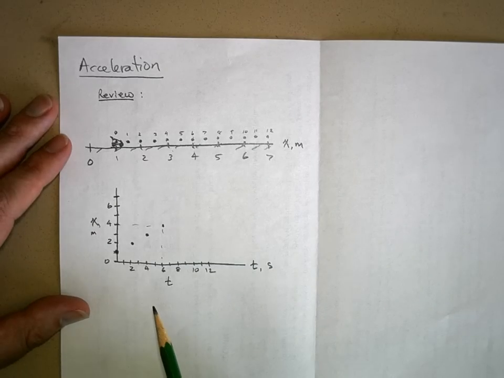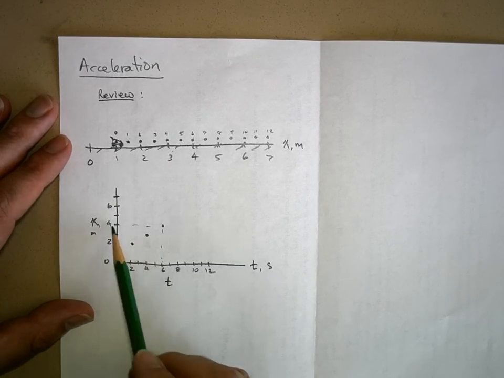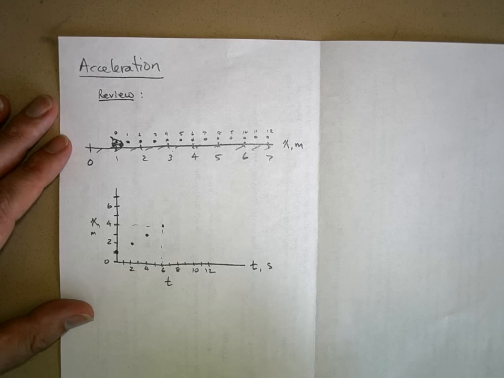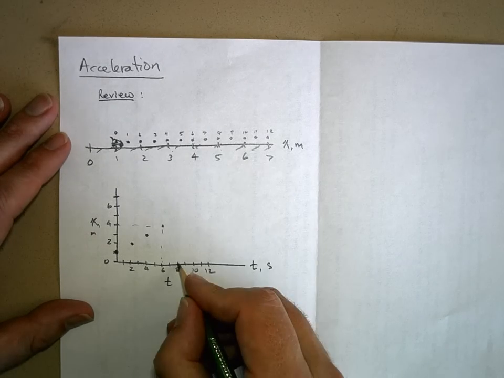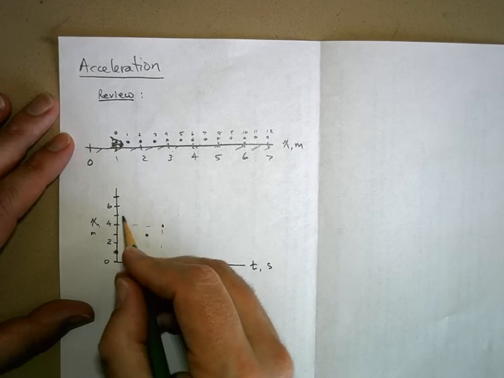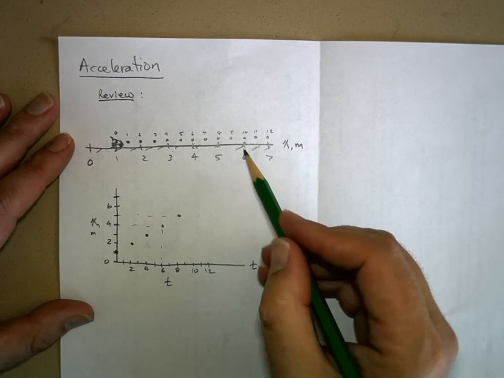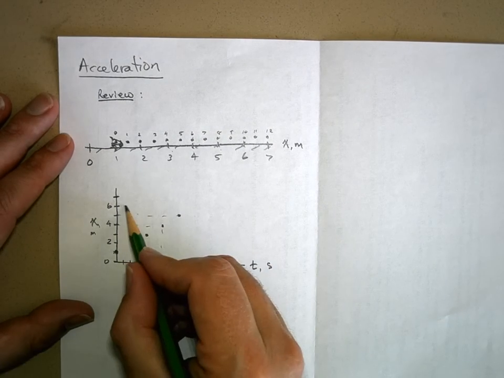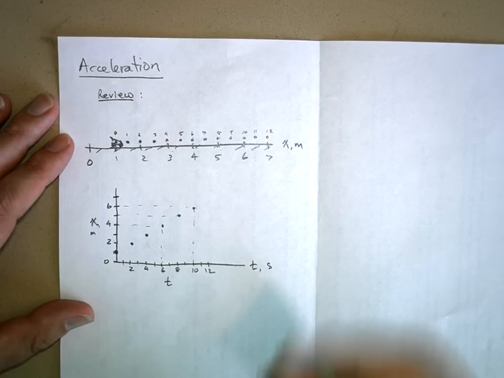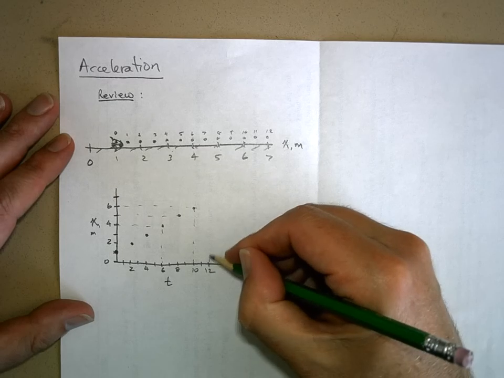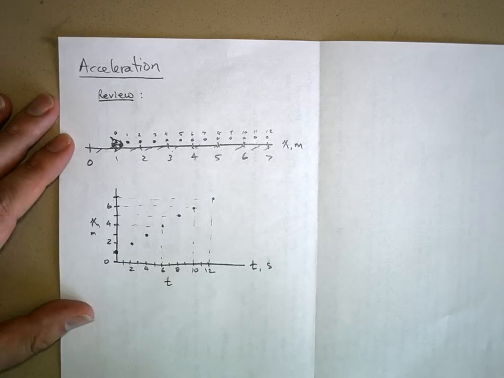Now you're doing this on graph paper, I hope, but I draw these little lines to go up and across just to make it easier to draw. At 8 seconds, it's at 5 meters. At 10 seconds, it's at 6 meters. And at 12 seconds, it's at 7 meters. And notice this just makes a beautiful straight line like this.